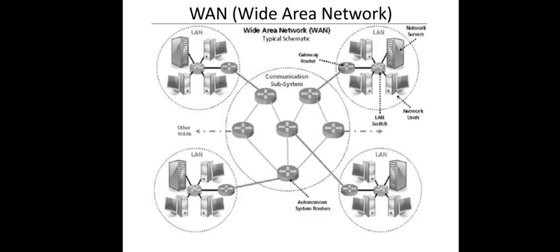And the final one is WAN, whose span is more, maybe a country, where all the networks in a country are connected together. So we have a network subsystem or communication subsystem in which different LANs are connected using gateways and so on. Firewalls will be set according to the privacy and security required. So we have a larger network, that is WAN.